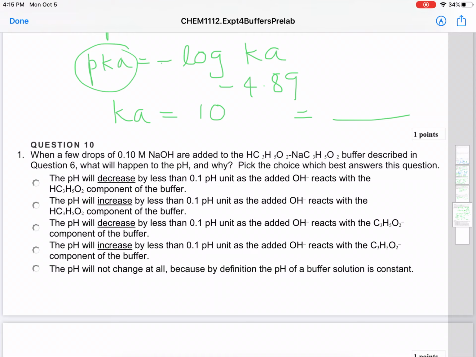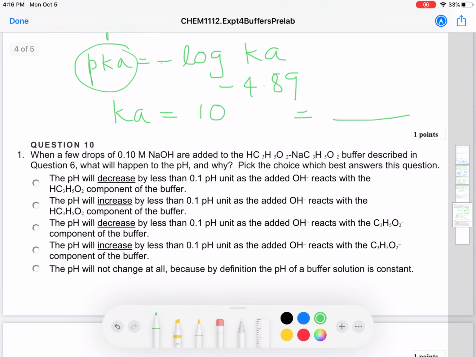Now tell me, sodium hydroxide, is it an acid or a base? It's a base. So in a basic medium, would the pH go up or down? The pH should go up if you add a hydroxide, because this is a basic medium. If you add an acid, the pH should go down. So it's going to increase. So we have two choices. The first one is decrease, increase, decrease, increase, no change. So we know it's going to increase. It's going to be either this choice or this choice.